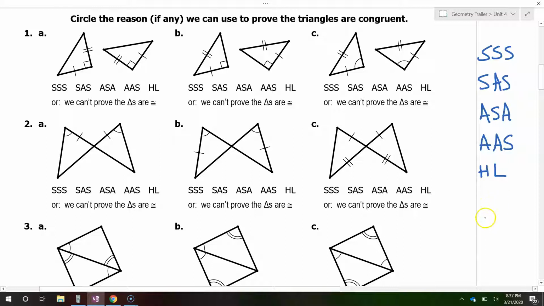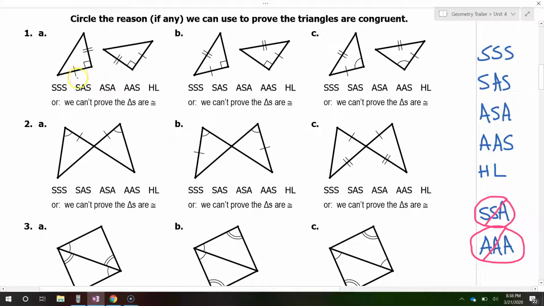Here are 2 options that do not work. These do not prove that triangles are congruent. Side, side, angle does not work, nor does angle, angle, angle. So just to make sure we remember that, I'm going to put one of those circles with a line through it. No, none of that. Forget about it. Now, I'll refer back to these later.